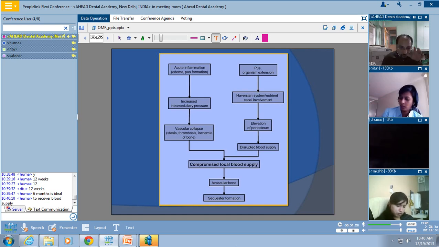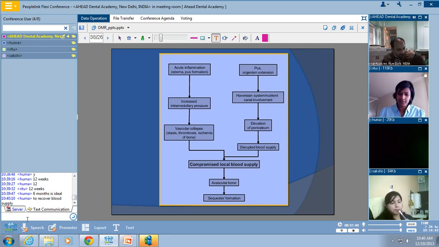What is the radiographic feature of osteonecrosis? Can you write it down? What is the main radiographic feature of osteonecrosis? How does osteonecrosis appear radiographically? We have certain common radiographic appearances, isn't it?